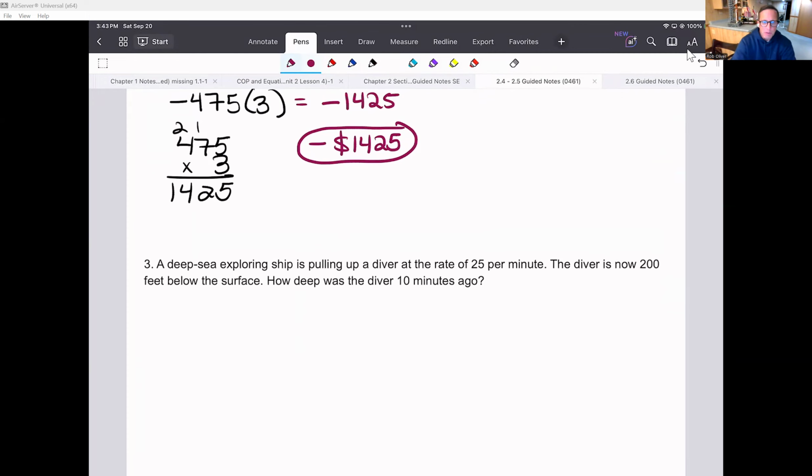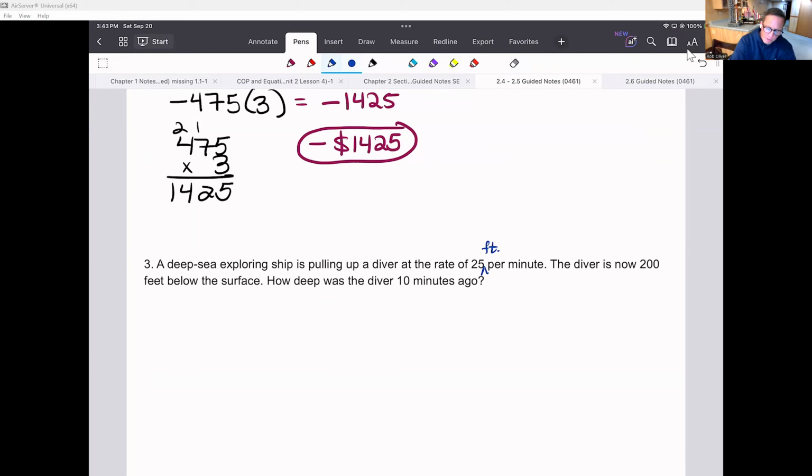A deep sea exploring ship is pulling up a diver at a rate of 25. I think there's a missing word there, but I bet it's 25 feet per minute. The diver is now 200 feet below surface. How deep was the diver 10 minutes ago? All right, so 25 feet per minute, and the diver is now 200 feet below surface. How deep was the diver 10 minutes ago?